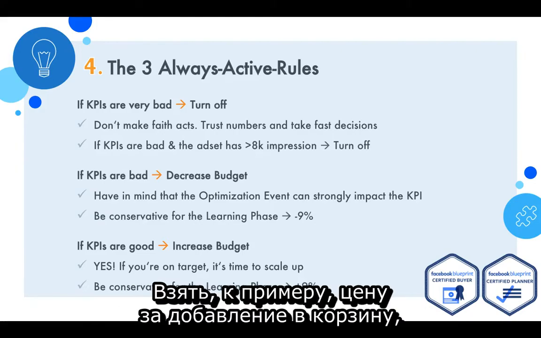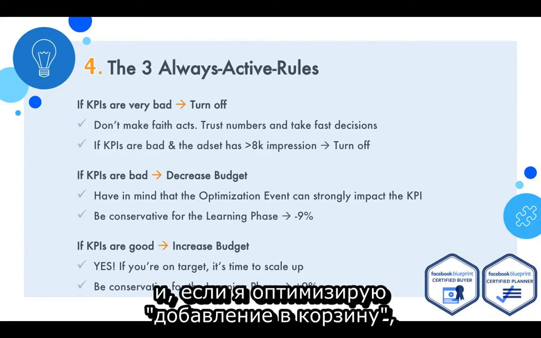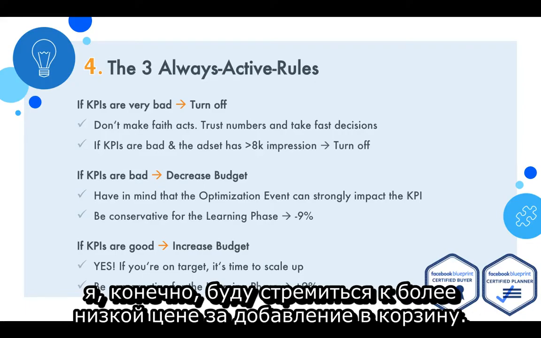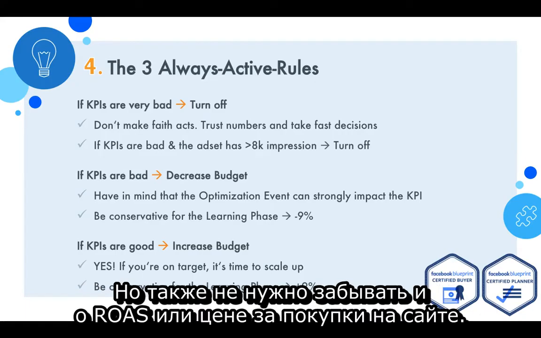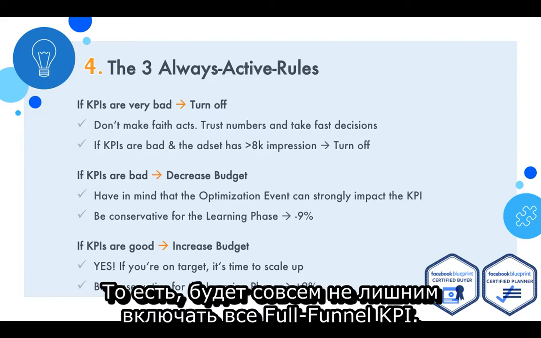For example, if I would just take a look at the add to carts, they could be good or not so good. So if I optimize on add to cart, usually the cost per add to cart would be rather low, but then what really matters is the ROAS, or the cost per website purchase. So this is actually very nicely covered if we include all the full funnel KPIs.